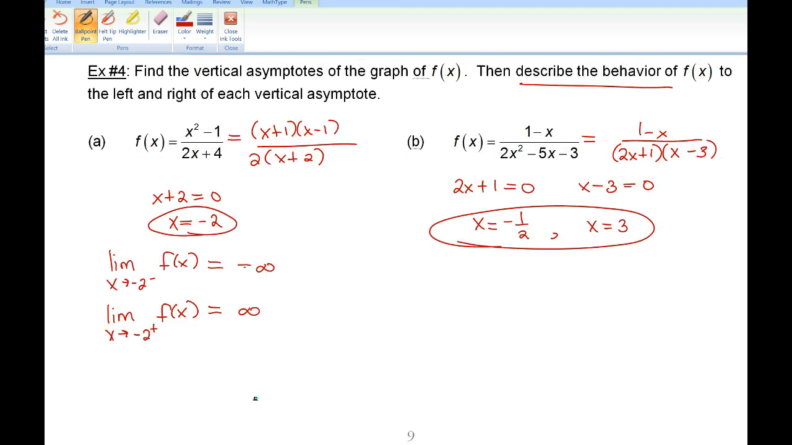So again, this is the behavior of the graph. You would do the same thing for B, but you'd have to look at 4 limits, because basically you have 2 for each vertical asymptote. We just look at the graph and see which ones are approaching positive infinity and which ones are negative infinity. Okay with that?